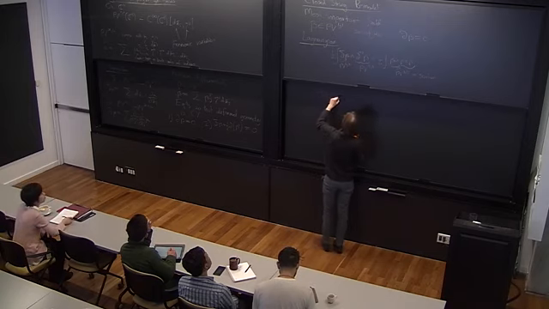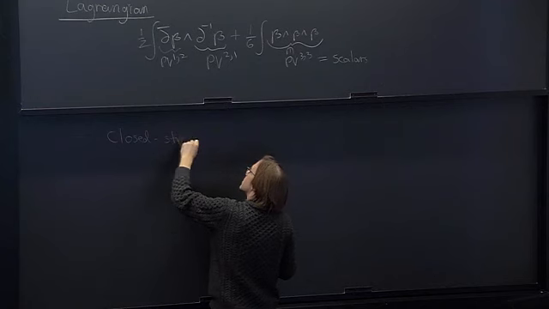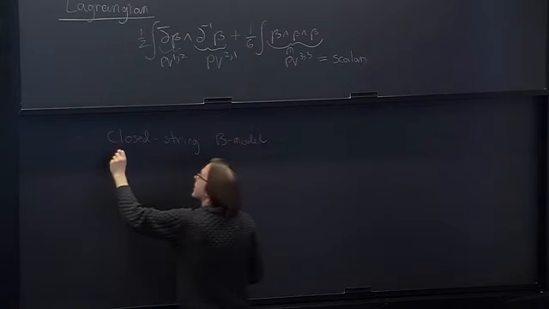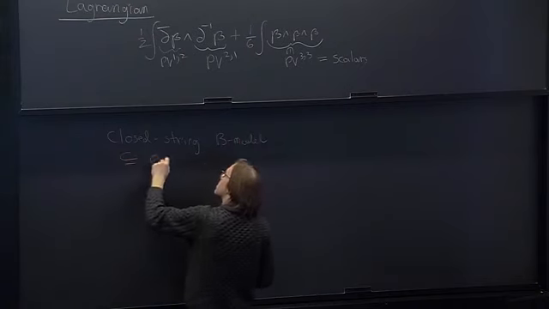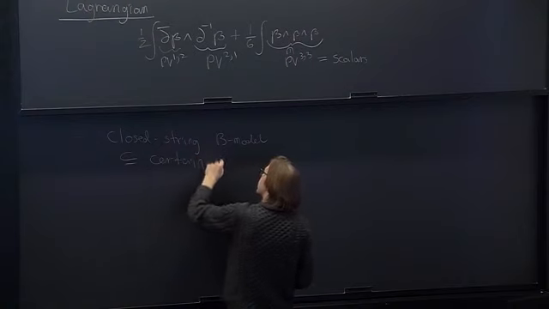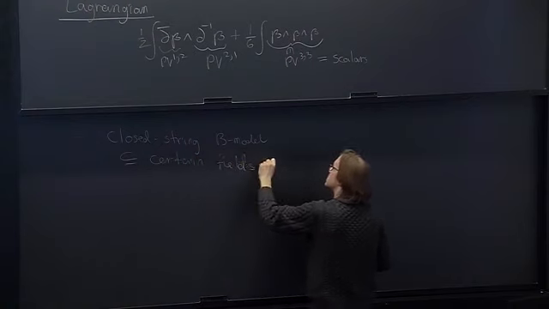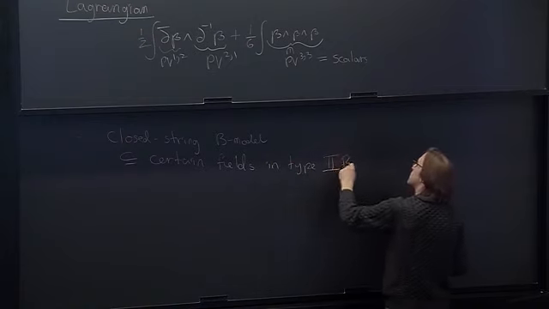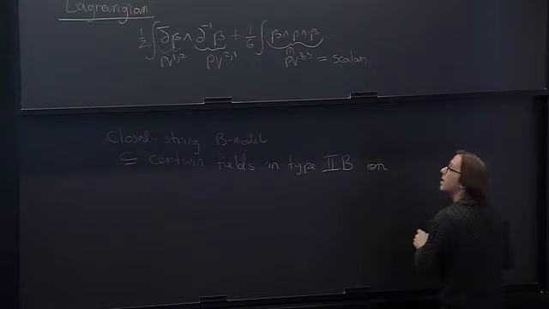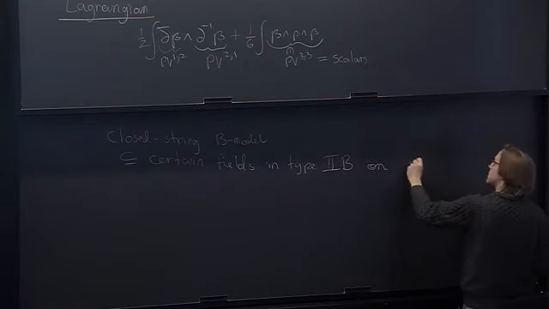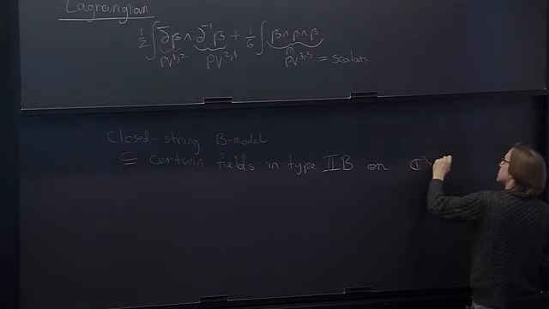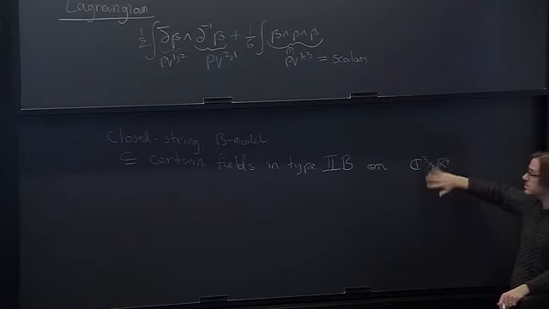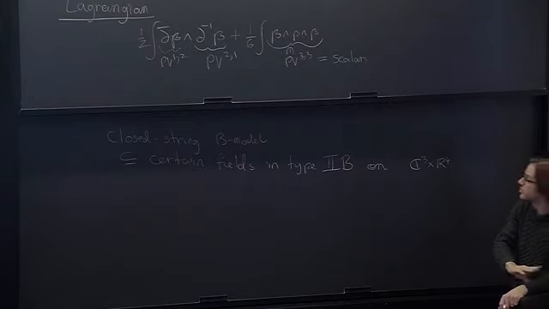So the closed string B model corresponds to certain fields in type 2B on C3, something like this, on some 10-dimensional geometry. I don't want to go into details of how this localization works, so I'm just introducing this for people who are familiar with string theory.